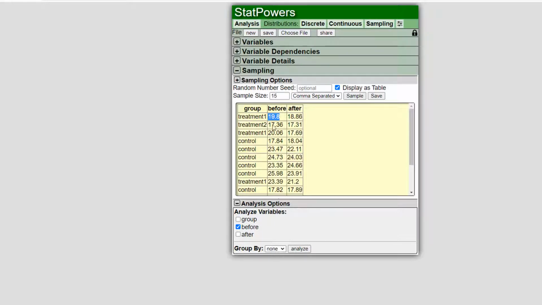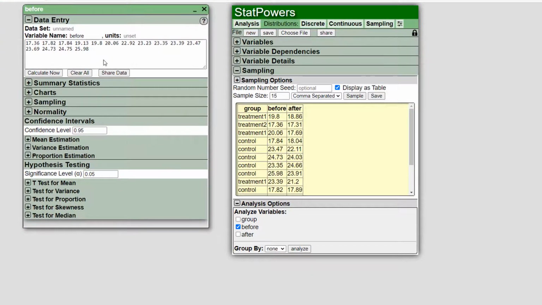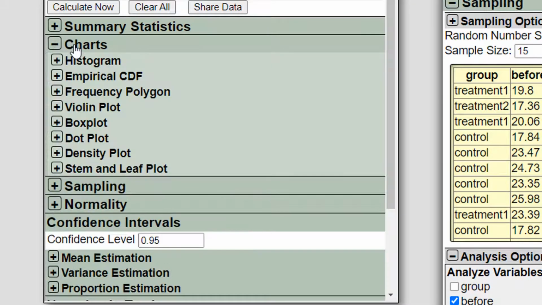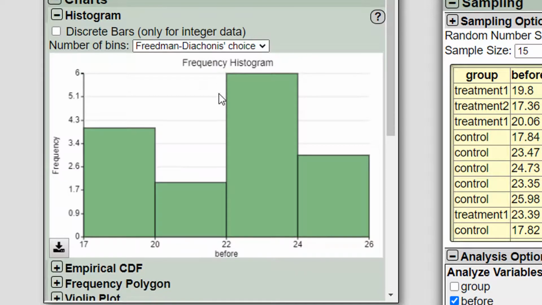So let's analyze. I'm going to just look at the before numbers, and let's look at a histogram. We have this data, and if we conclude that this is not close enough to the normal distribution for me to use a t-test, the question is, what do you do? Well, we're going to use a non-parametric test, and instead of trying to decide something about the mean of the population, we're going to make some sort of determination about the median.